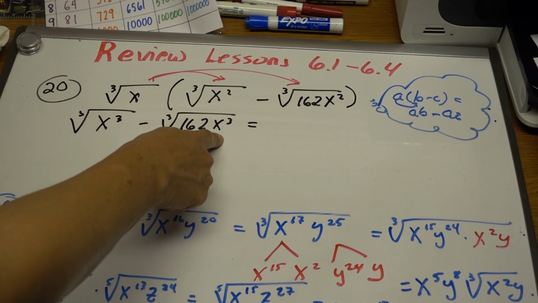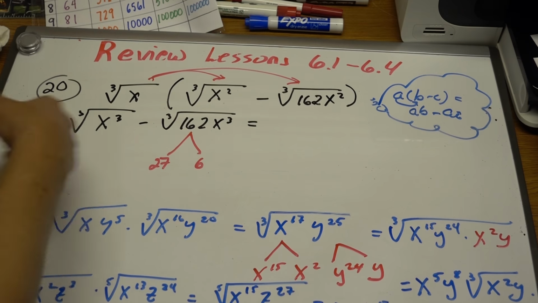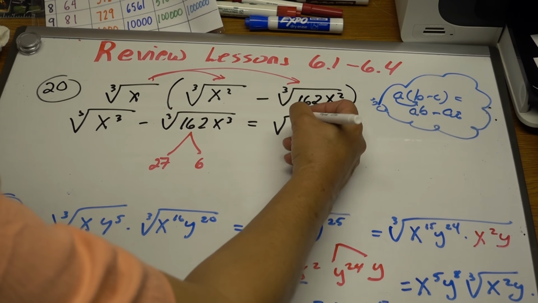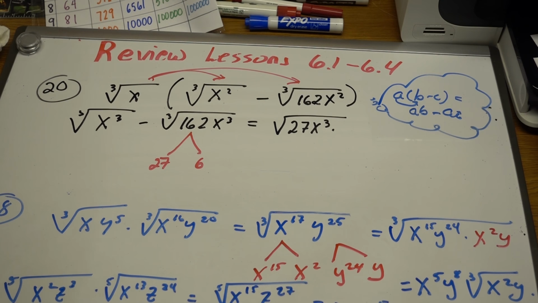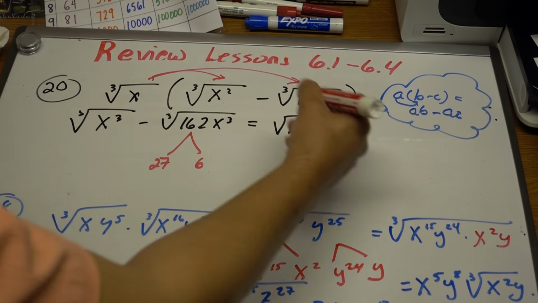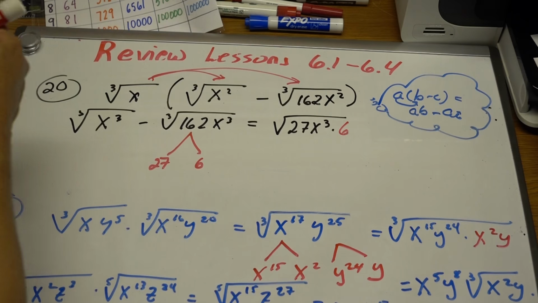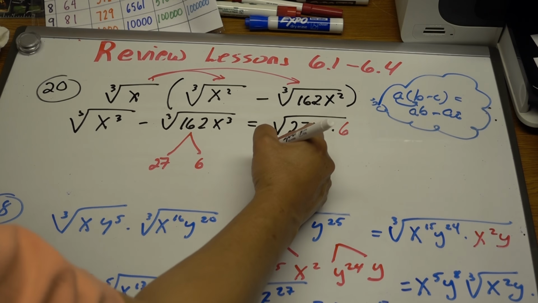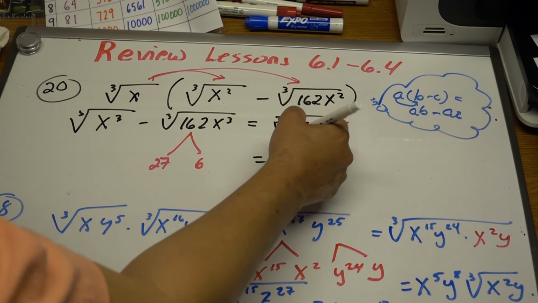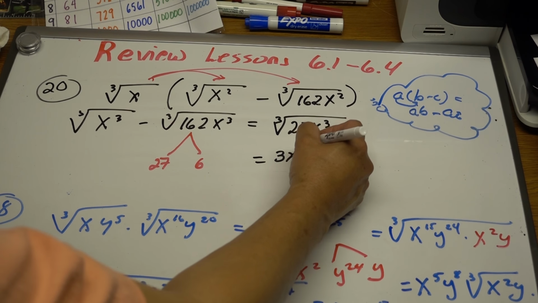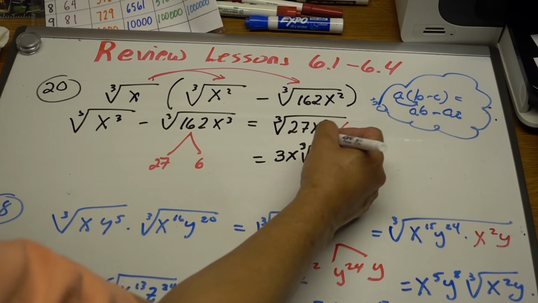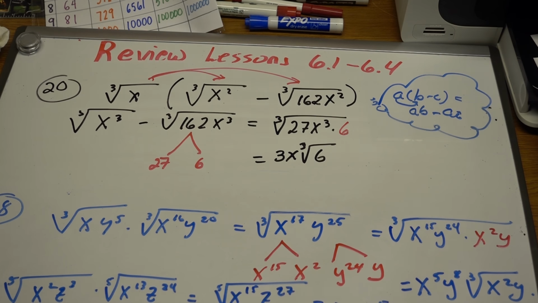That one I'm going to leave as it is because it's perfect. So I'm going to rewrite this as 27 x cubed. Inside of the radical is staying just 6. Continue. Cube root of 27 is 3. Cube root of x cubed is x. Inside is just a 6 inside of the cube root. And that's the answer for number 20.